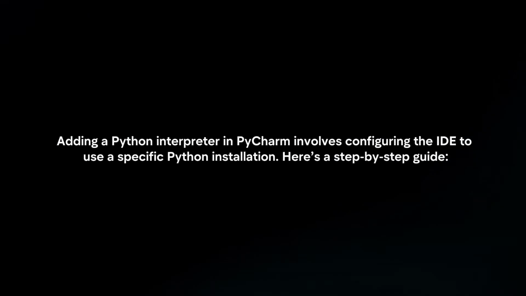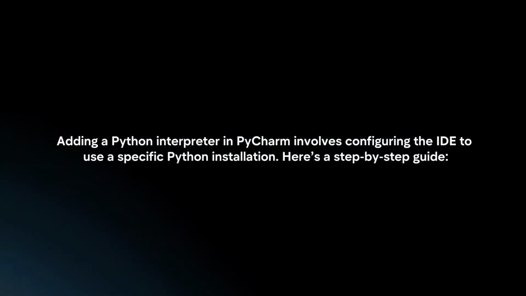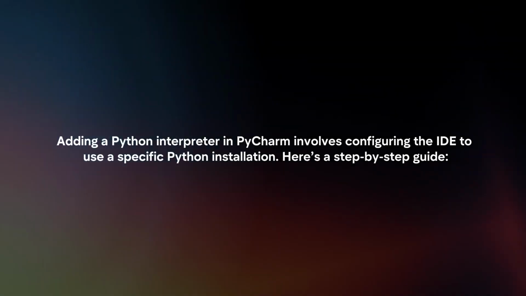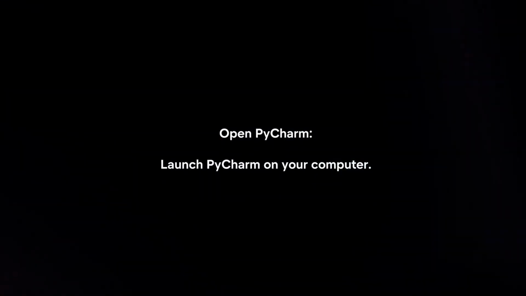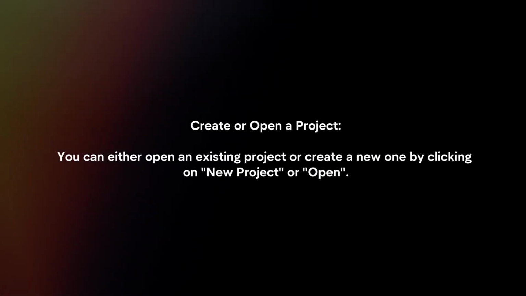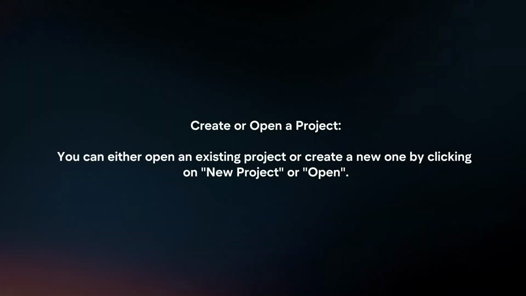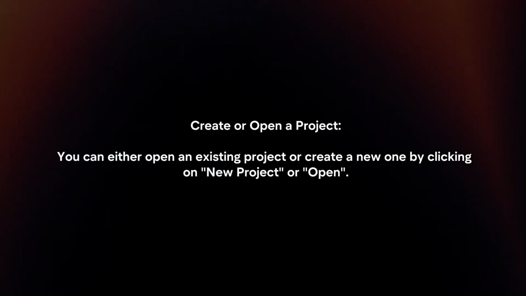Adding a Python interpreter in PyCharm involves configuring the IDE to use a specific Python installation. Here's a step-by-step guide. Open PyCharm. Launch PyCharm on your computer. Create or open a project. You can either open an existing project or create a new one by clicking on New Project or Open.